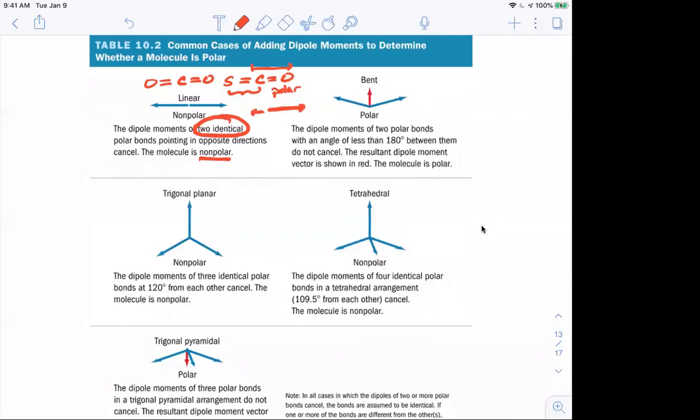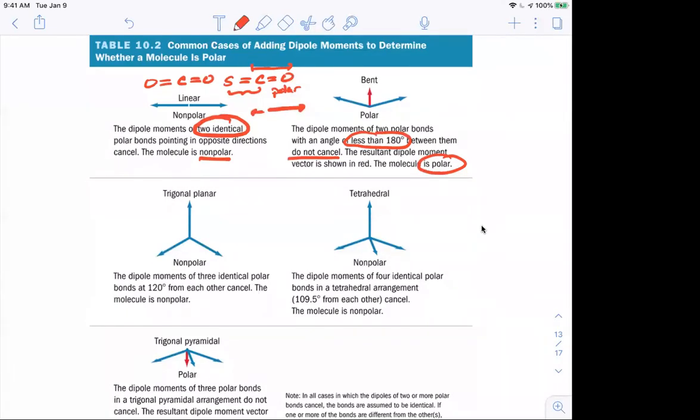Bent, if I have the dipole moments of two polar bonds and my angle is less than 180 degrees, where it's not linear, they're not going to cancel. And basically, I have polar molecules when I have a bent geometry with a polar bond.